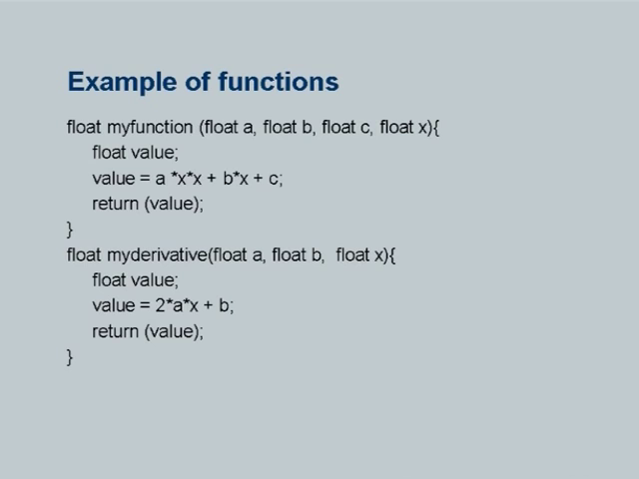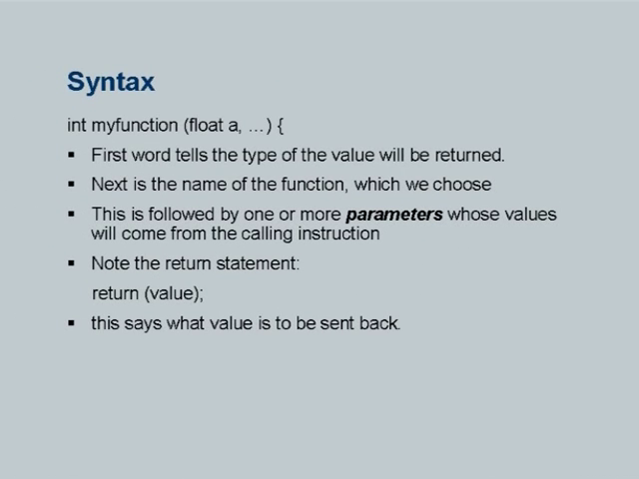How do we use these functions? First consider the syntax of this function. I write int myfunction followed by, in parenthesis, float a, float b, etc. and an opening brace below which is the body of the function. So we explained that the first word tells the type of the value that will be returned by the function. Implicitly that means a function can return at most a single value directly using the return statement. Students would be easily convinced of this because they would have seen return 0 or return minus 1 in some of our programs.